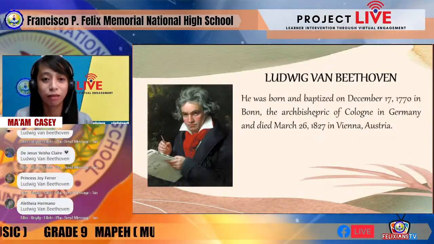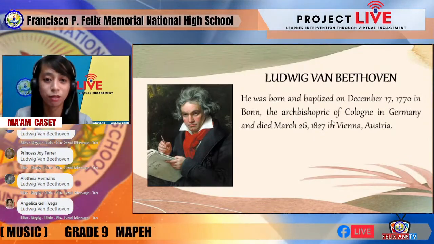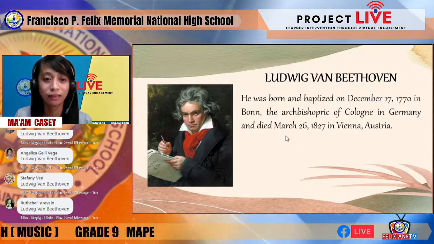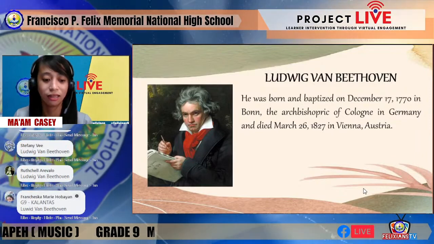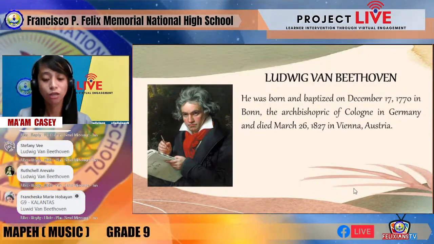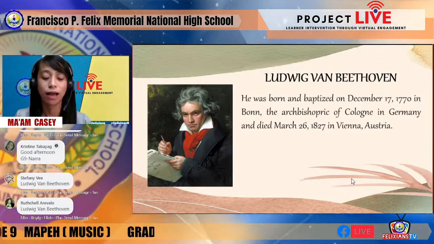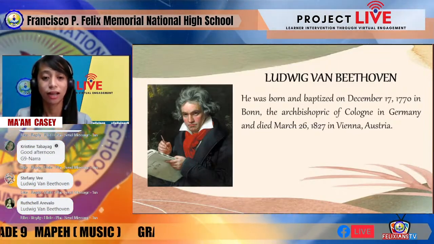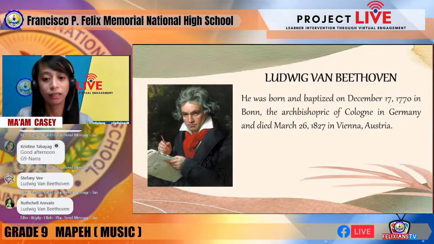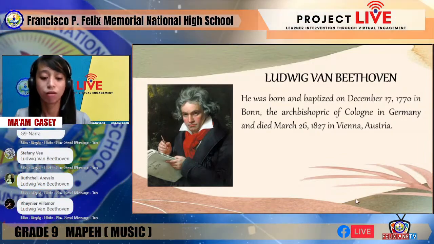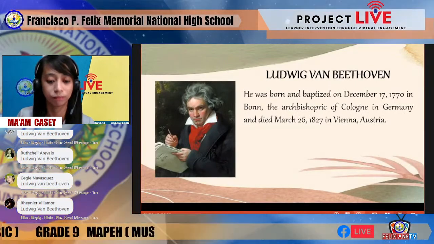He was born and baptized on December 17, 1770 in Bonn, the Archbishopric of Cologne in Germany, and died March 26, 1827 in Vienna, Austria. Beethoven actually belonged to a family of musicians, and that is the reason why at a very young age he already studied music. He was already exposed to music when he was young, since he came from a family of musicians.